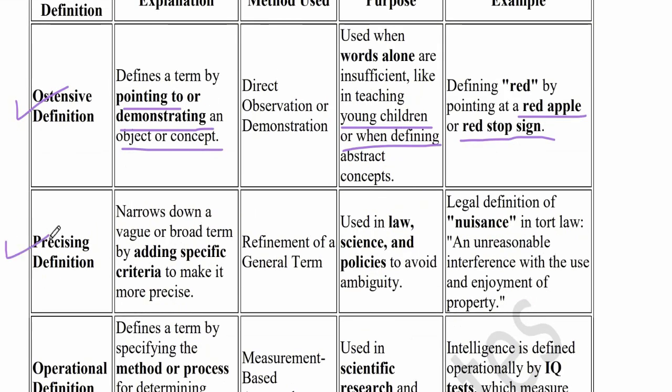And precising definition is used to narrow down vague terms. It is used in law, science, and policies to avoid ambiguity. For example, precising is when we clarify the term nuisance in tort law. So we are defining what a nuisance is. We are precising that definition. Nuisance could mean anything, but when it is defined in tort law, it is understood that nuisance means this. So there is a public nuisance and a private nuisance.